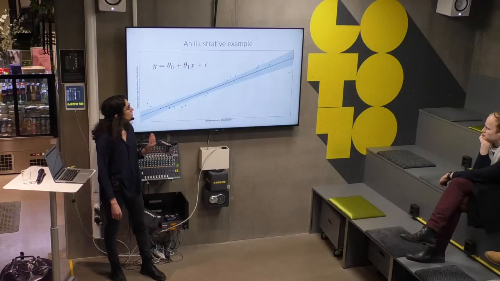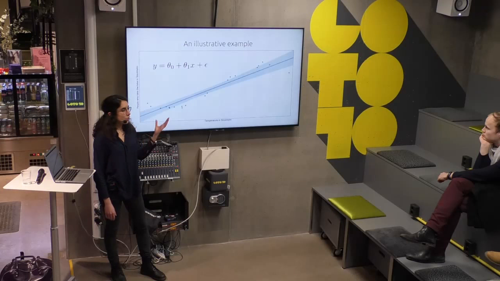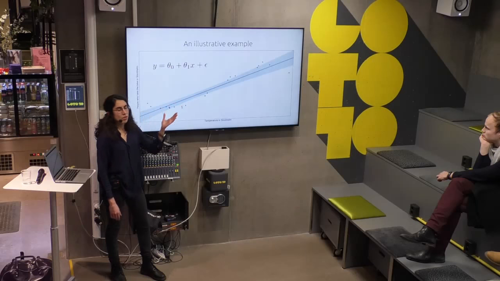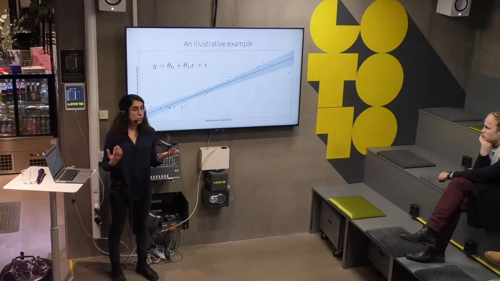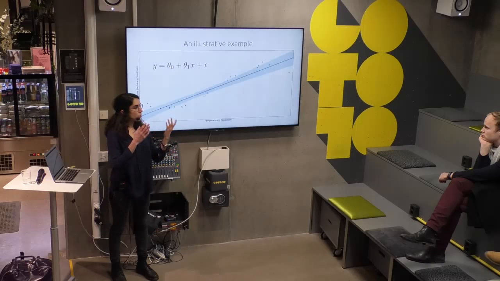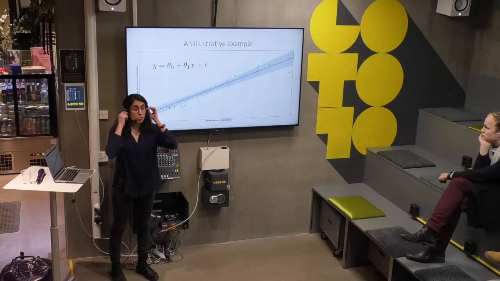Okay, but what if I do not want to go on with a linear model? I could try another kind of model. I could try a polynomial of order 2. I could try a polynomial of order 3. I could basically try different models, different parametric models, different ways of explaining this.